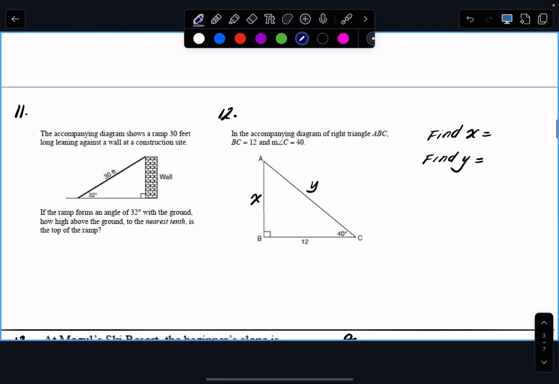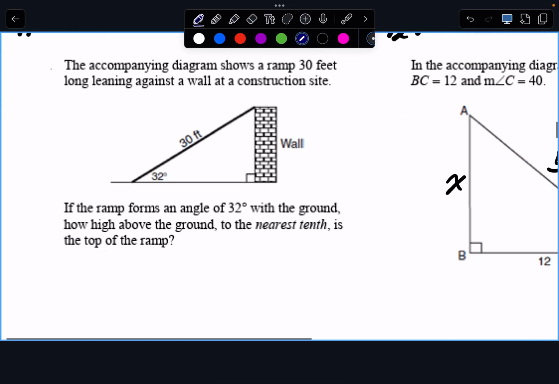Okay, let's move on to some story problems and we'll be done for the day. Okay, read this problem. It says, if the ramp, this is showing a 30 feet ramp leaning against a wall at a construction site. It says if the ramp forms a 32-degree angle with the ground. Now remember, there is a vocabulary word. This is called an angle of elevation.